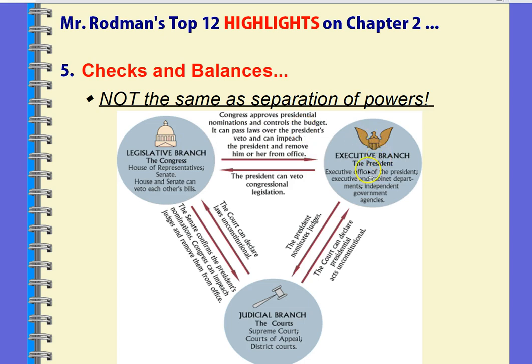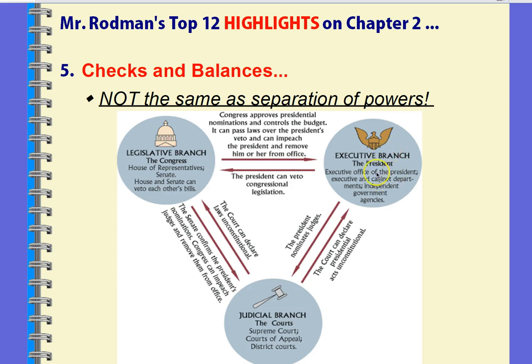What checks the executive branch has on the legislative branch then would include the president vetoing any congressional legislation. We also see that the legislative branch is checking the judicial branch by confirming the president's nominations and impeaching judges, holding impeachment proceedings in the House and removing them in a trial in the Senate. The judicial branch then can declare laws unconstitutional in checking the legislative branch, and the judicial branch can also declare presidential acts or orders unconstitutional, checking the executive branch.